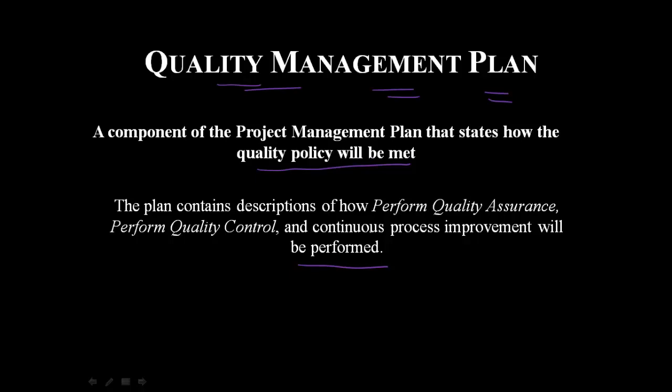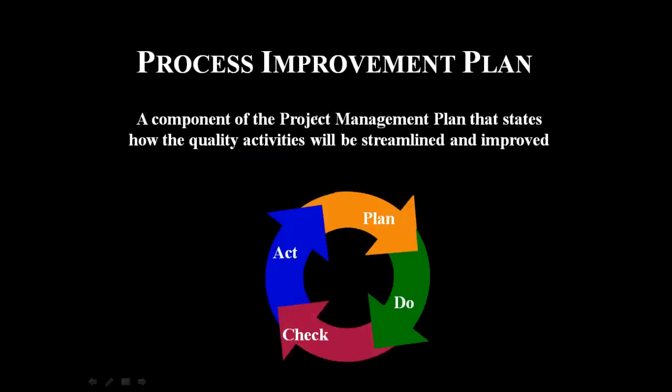So this is the process improvement plan where I'm showing you the plan, do, check, act. I've already explained to you what this is with an example of a burger launched by McDonald's or by some other vendor, I don't remember. It is a component of the project management plan that states how the quality activities would be streamlined and improved. That's the process improvement plan.